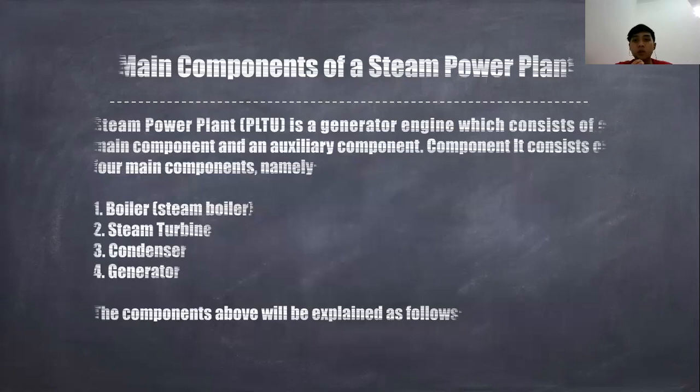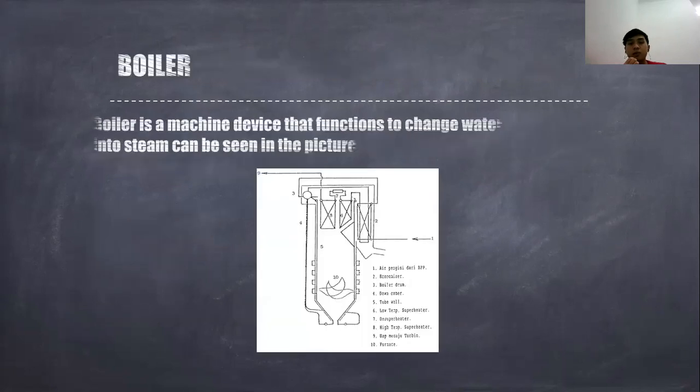Main components of a steam power plant. A steam power plant or PLTU is a generator and engine which consists of main components and auxiliary components. It consists of four main components, namely: one, boiler or steam boiler; two, steam turbine; three, condenser; four, generator. The components above will be explained as follows.